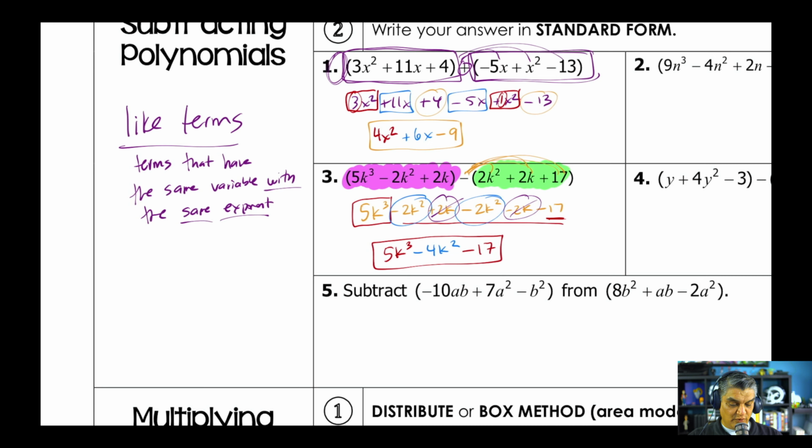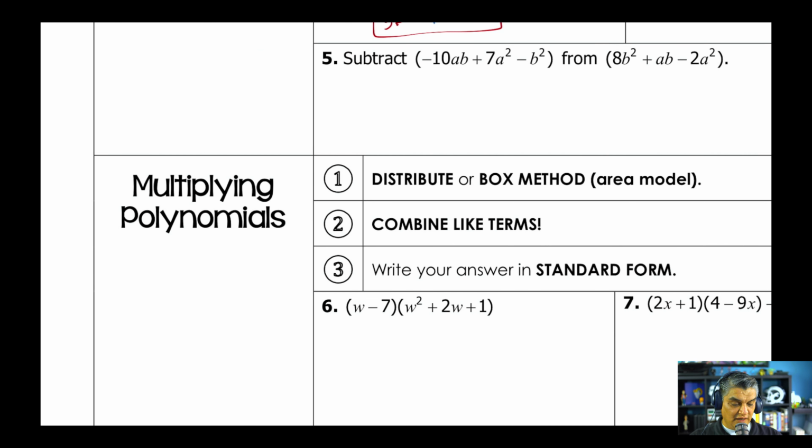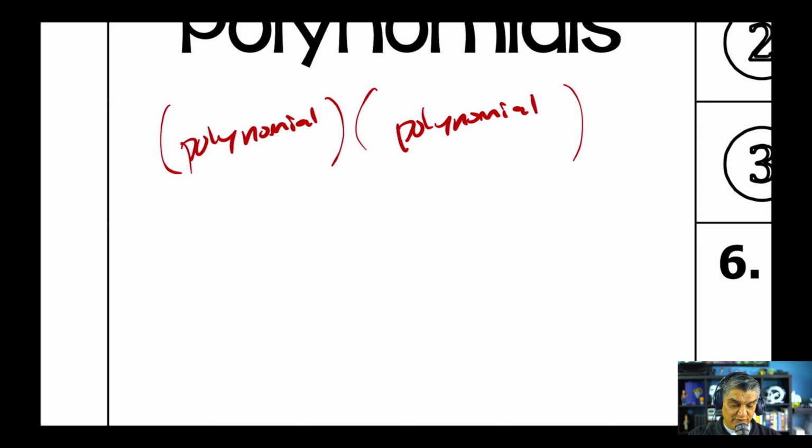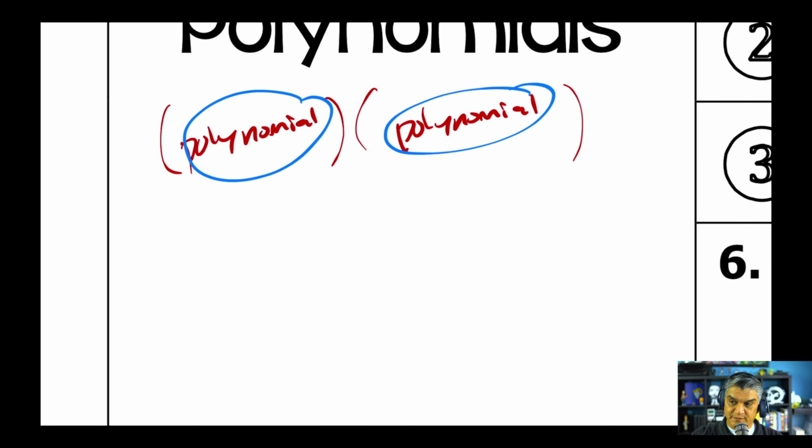Okay. All right. Multiplying. There's some controversy here. So I can have a polynomial times a polynomial. So here's how it works. So basically, if I want to multiply a polynomial times a polynomial, everything in here needs to multiply with everything in here. That's how it works.